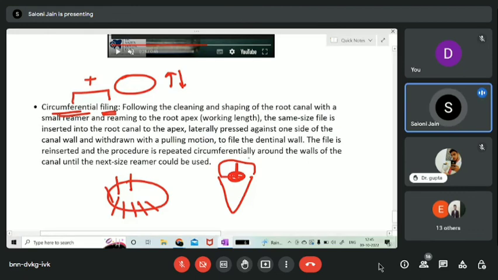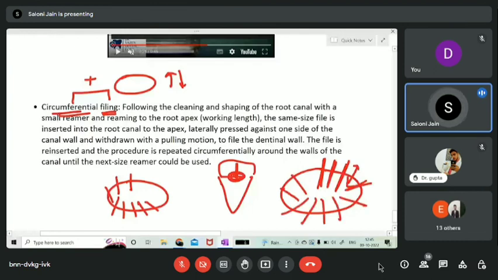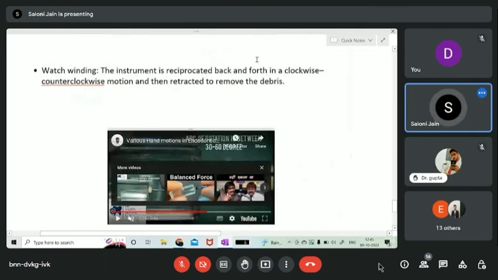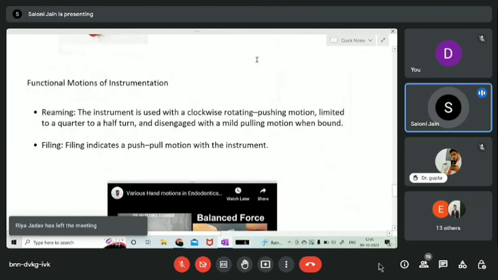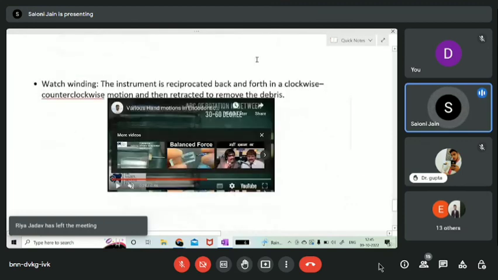That is circumferential filing. You introduce the file and you press the file laterally against the walls in an in and out motion, the push and pull motion. You involve the buccal wall, the lingual wall, the mesial wall, the distal wall. So you put the file here, then here, and in an in and out motion you carry out throughout the circumference of the canal. So we have basically four motions of the instrument: reaming motion, filing motion, watch winding motion, and circumferential filing.